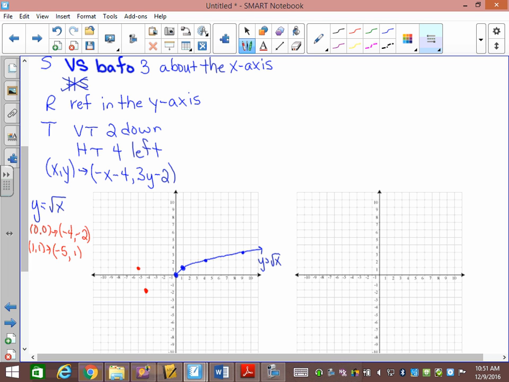Okay, then I have 4, 2. Negative 4 minus 4 becomes negative 8. And then 3 times 2 is 6, minus 2 is 4. So now I'm at negative 8 and 4.